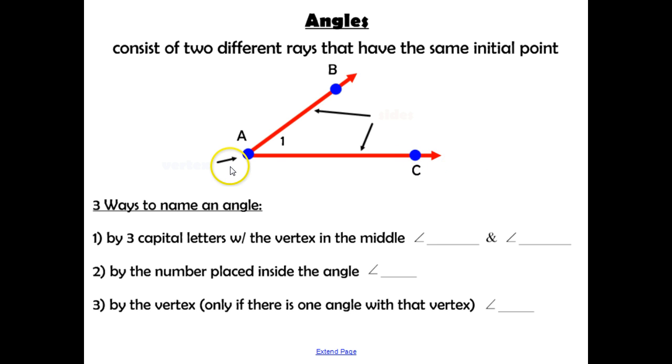They have the same initial point, A, and this initial point is actually called a vertex when we talk about the angle. And then the two rays, those are called the sides. Now we have three different ways that we can name these angles. First, by three capital letters with the vertex in the middle. So we can go BAC, and then the other way, angle CAB.